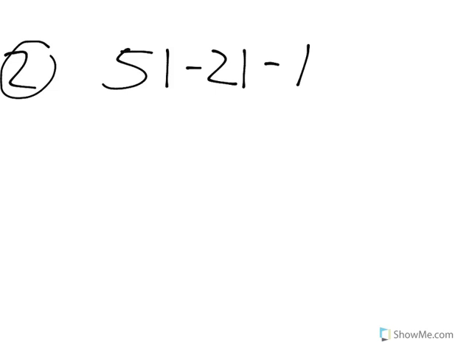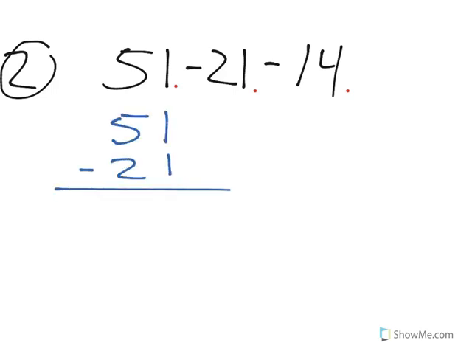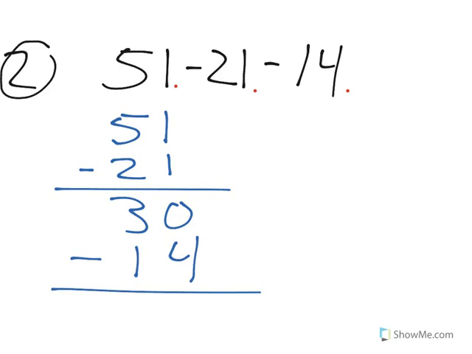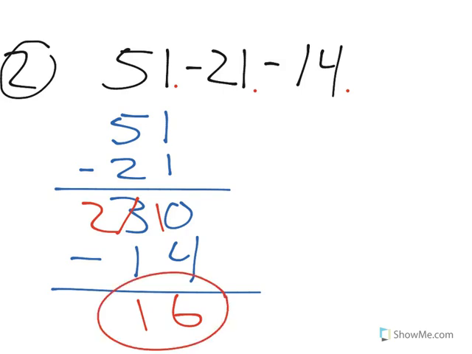Number 2, 51 minus 21 minus 14. Again, I'm subtracting. I'm going to line up my decimals. Now I'm going to do this step by step. So I'm going to say 51 minus 21, which is 30. Then I'm going to say 30 minus 14. I have to borrow. So my answer is going to be 16.